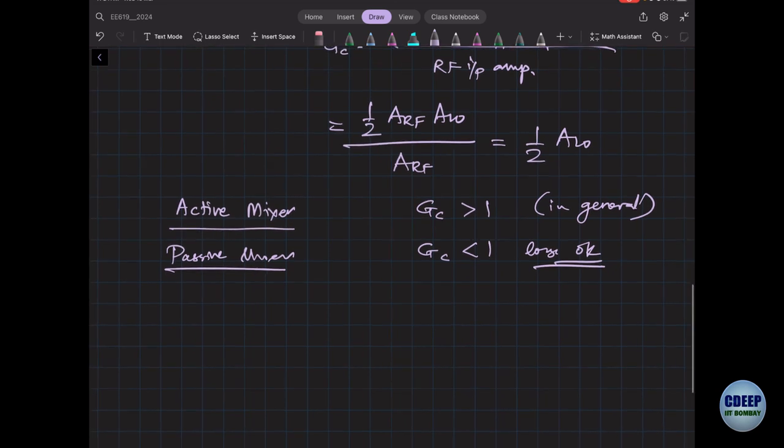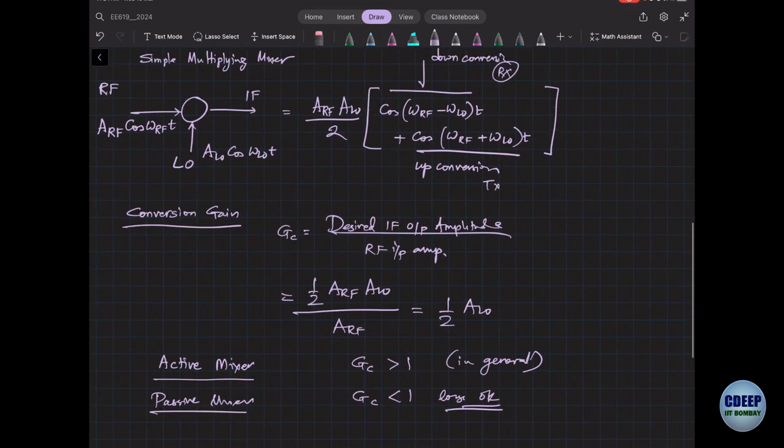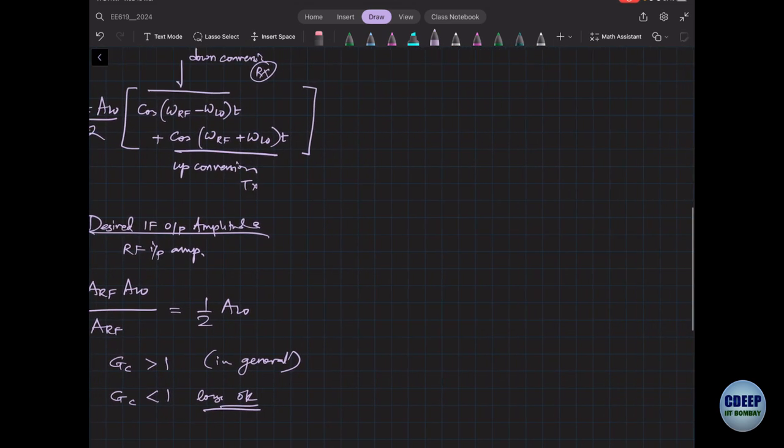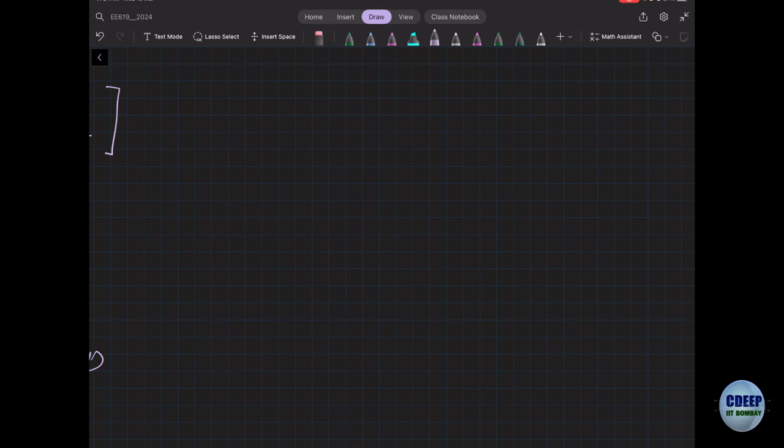Okay. Now, one thing I left out in this previous discussion right here, which I want to explain to you as a side note, is when we are mixing, right? And this is a good interview question. So, if you have RF and you have LO, and it's such trivial stuff, but you can get fumbled if your foundation is not clear. Okay. Then, if you're multiplying the two, what is the unit of the output? Yeah. Output waveform.